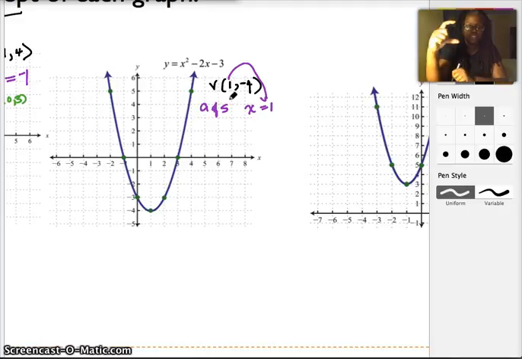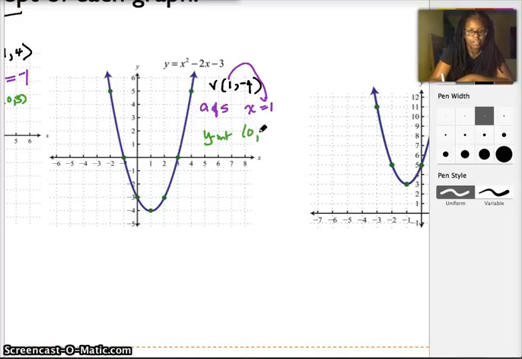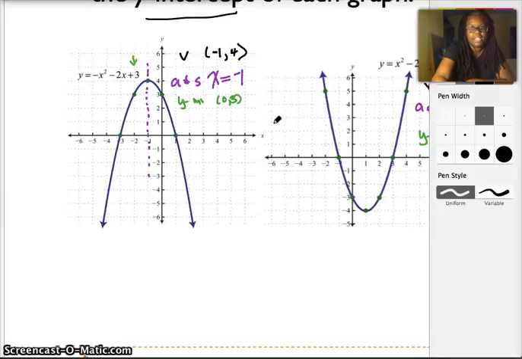Later in Algebra 2, you'll see parabolas that are oriented on the side, slightly different, but same concept. The value of the x term in the vertex is going to be 1. It's going to be the same thing as the axis of symmetry. All right, and finally, I think we did the other one in green. The y-intercept is, in this case, going to be right here at -3. So it's (0, -3).